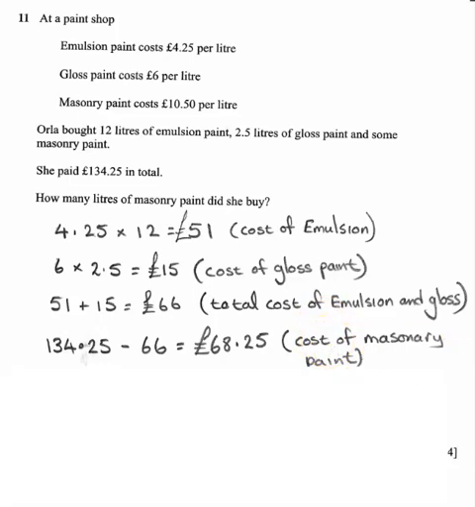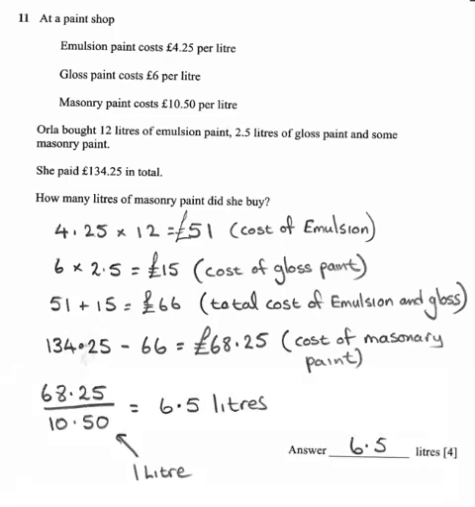To find out how many litres of masonry paint she bought, you take the £68.25 and divide it by £10.50, as the price per litre is £10.50. You can see it says 1 litre here is £10.50. What we're trying to find is how many of those £10.50s fit into £68.25, and it fits in 6.5 times, so then we have 6.5 litres.